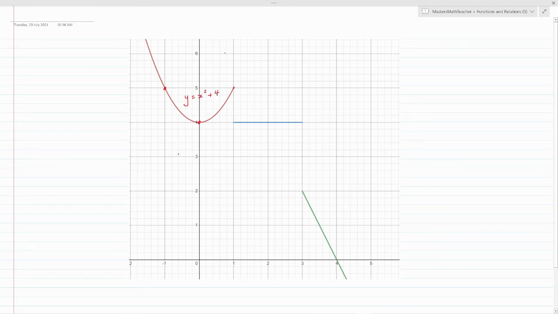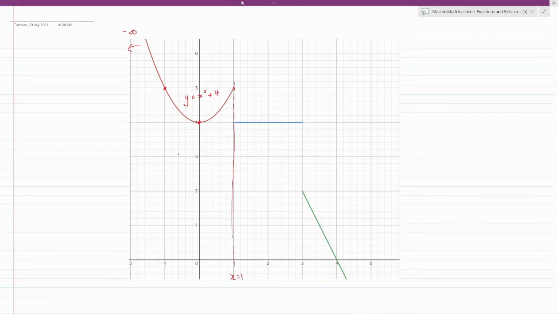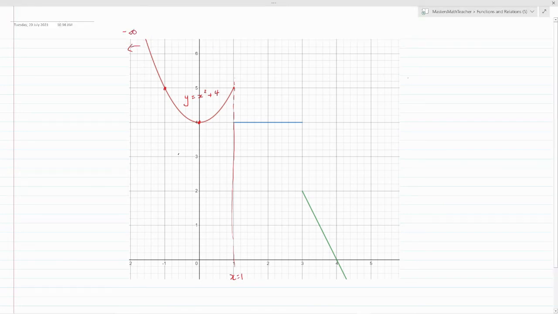Where does it start? Well, we know the lowest value is negative infinity. It goes on forever that way, and it ends at this wall. It ends at the wall x equals, draw it all the way down, x equals 1. So when we're writing this in function notation, we go f of x equals, squiggly bracket, we've got our x squared plus 4, and we've got for all x values less than 1.